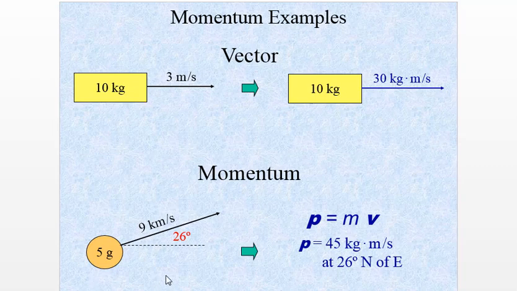If we have a particle with a mass of 5 gram and a speed of 9 km per second, momentum will be calculated with the equation p equals m times v, and then momentum is 45 kilogram meter per second and has a direction of 26 degrees north of east, like this.